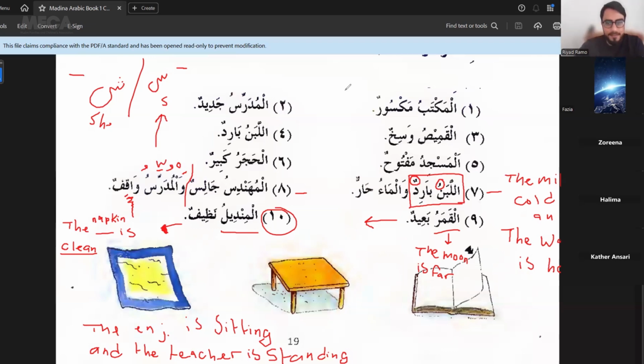For example, let's look here. Al-maktabu. When we see alif lam, that means what? We have to make it one dhamma. That's very important. It's not al-maktabun, it's al-maktabu. And then what we're describing is going to be dhammatain.